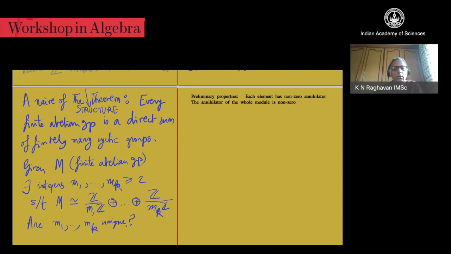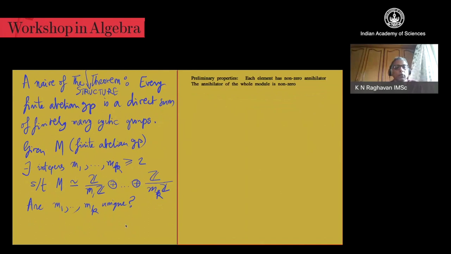I hope you understand what this question means. If I write it this way, maybe you found M1, M2, ..., MK such that M is isomorphic to this direct sum. Maybe I can start with M and produce some other set of integers, M1 prime, M2 prime, ..., ML prime, and even the number can be different. Here there are K of them, but maybe the number is different, such that M is also isomorphic to Z mod M1 prime Z direct sum ... Z mod ML prime Z. For example, you already know enough to answer this: the answer is no.